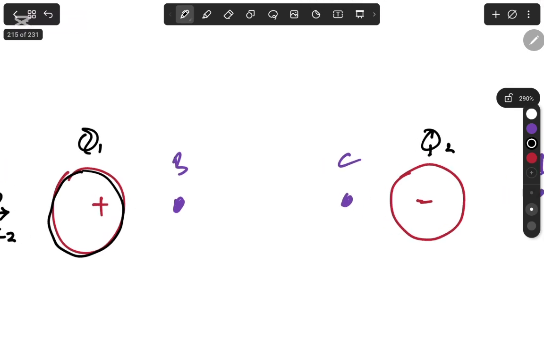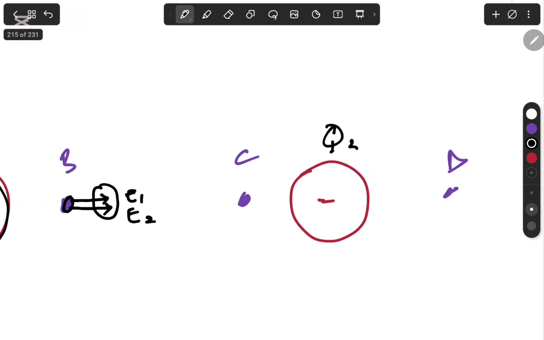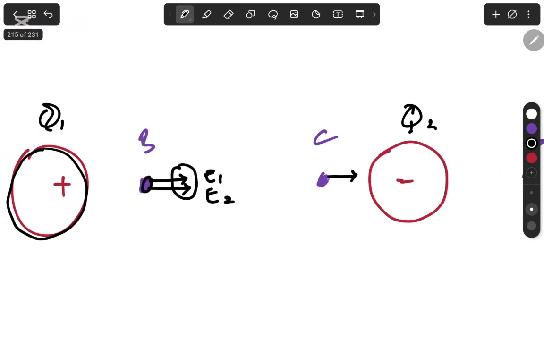Okay, now let's talk about point B. When we look at point B, we can notice it's, again, a test positive charge. It's going to be repelled away by the charge Q1 and attracted by charge Q2. So we can see E1 and E2 are going to add up. Now let's look at point C. Again, attracted by the Q2 charge and repelled away by the Q1 charge. Again, both of them will add up.